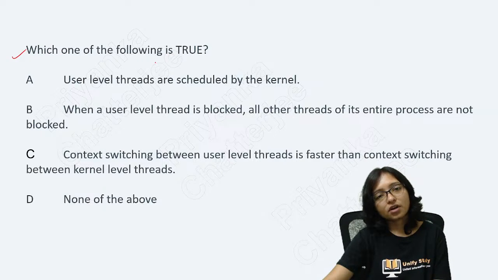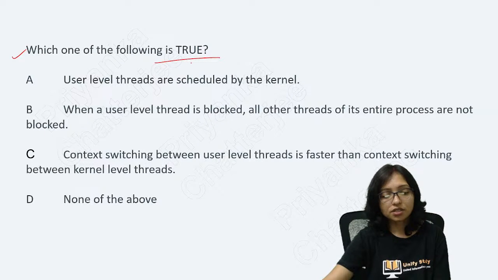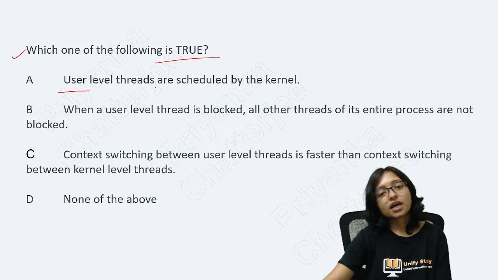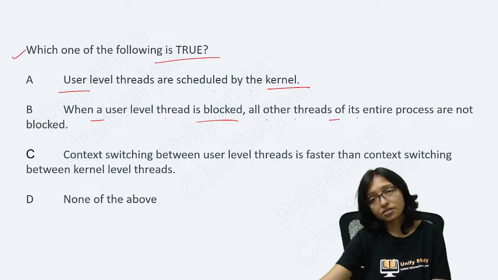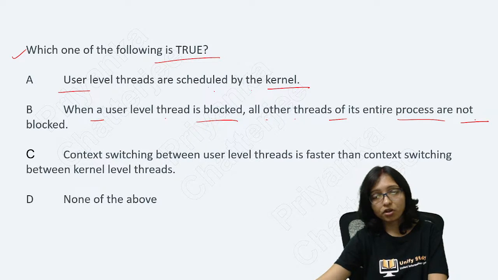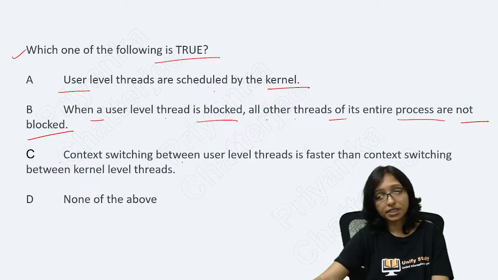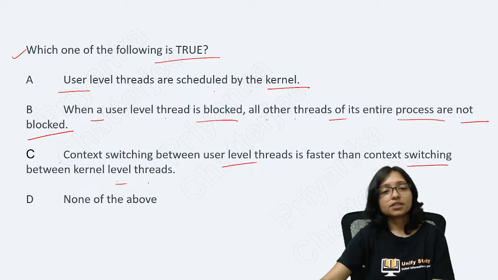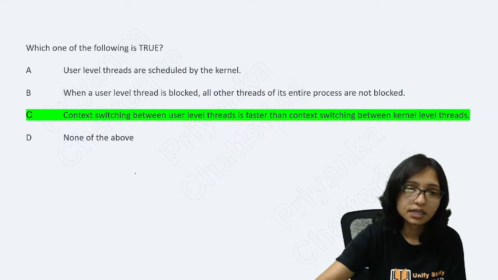Which one of the following is true here? This is the next question. Do the answer for this, and your poll is already going on. It is an easy question. Only 1 minute is sufficient. Which of the following is true? User level threads are scheduled by kernel. When a user level thread is blocked, all other threads of its entire process are not blocked. Context switching between user level threads is faster than context switching between kernel level threads. And none of the above. What is the correct answer?